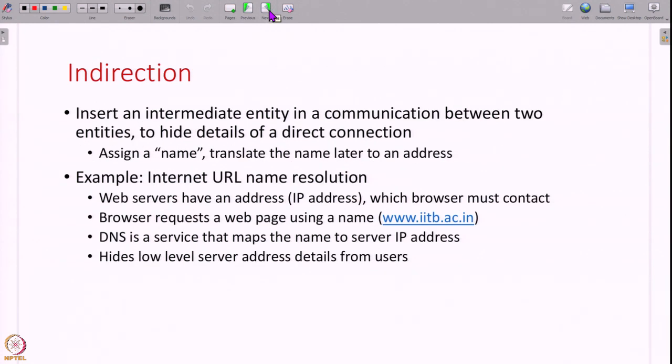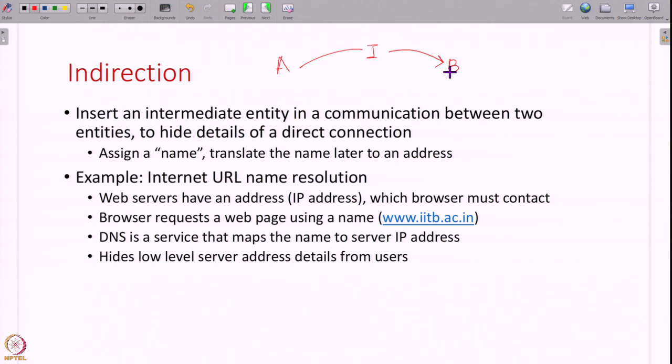So, moving on, the next principle is what is called indirection. Indirection simply means you add an intermediate entity and indirectly talk to somebody else. If A wants to talk to B, instead of talking to B directly, it will talk to some intermediate I, which will then talk to B instead of a direct communication. So why is this? Of course, this adds to the overhead, but there are many benefits of doing indirection.